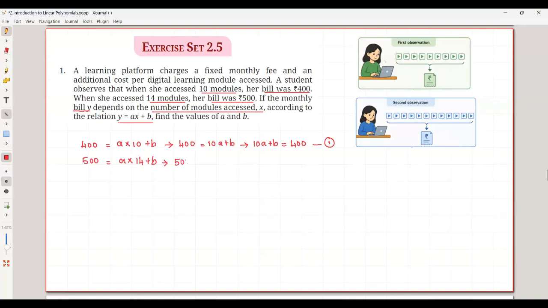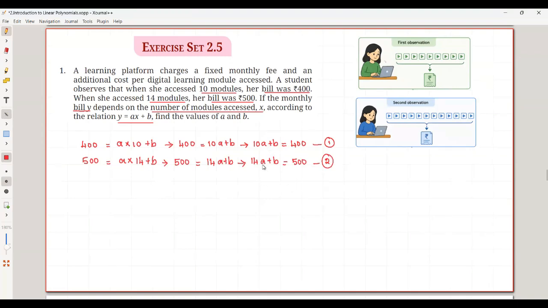Okay, 500 is equal to 14 into A, which is 14A plus B. Rearrange the terms: 14A plus B is equal to 500. Now this is my second equation. So I am getting two equations, and we are going to learn how to solve the two equations to get the value of A and B.